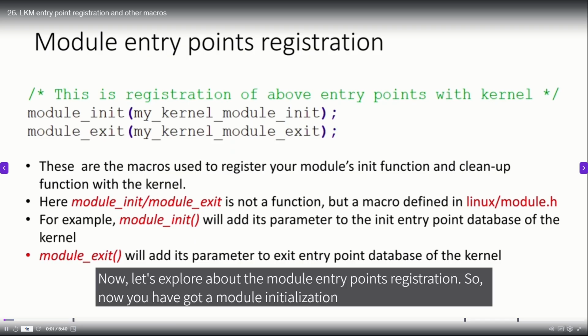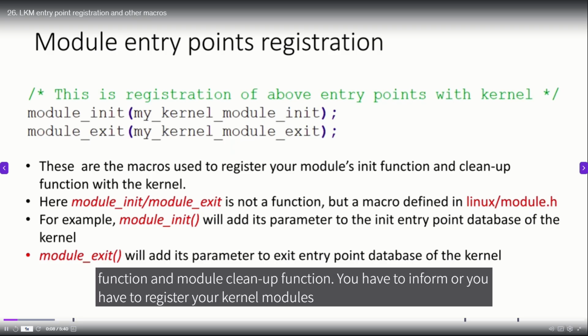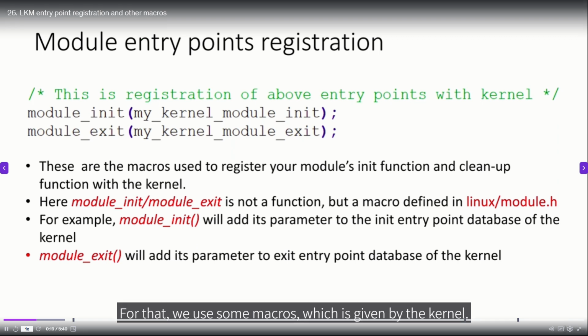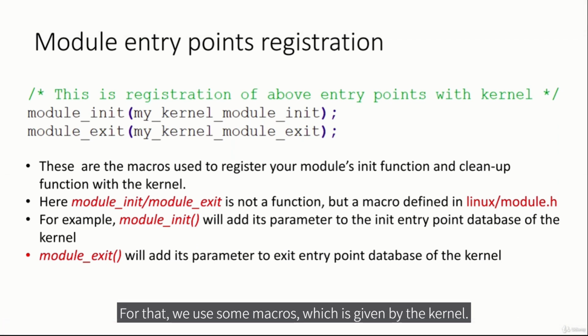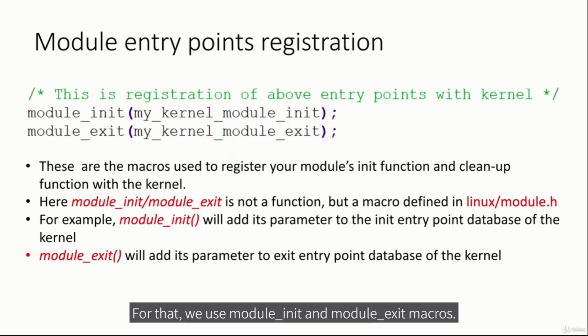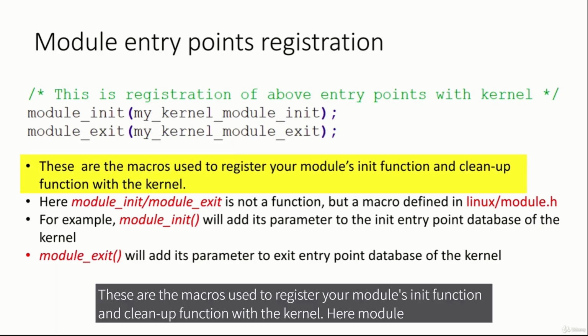Now let's explore module entry points registration. So now you have got the module initialization function and module cleanup function. You have to inform, or register, your kernel module's entry points with the kernel. For that, we use some macros given by the kernel: module_init and module_exit. These are the macros used to register your module's init and cleanup function with the kernel.